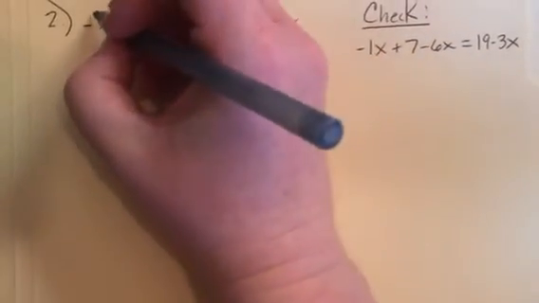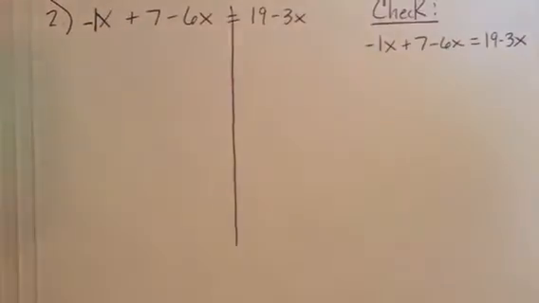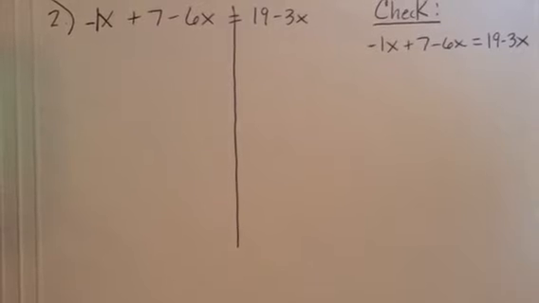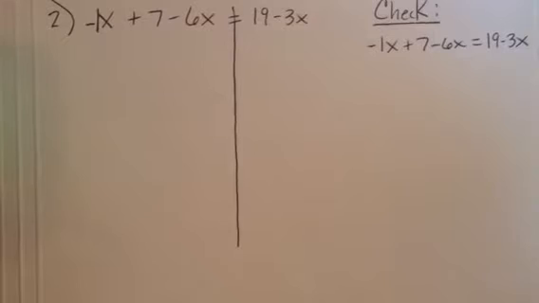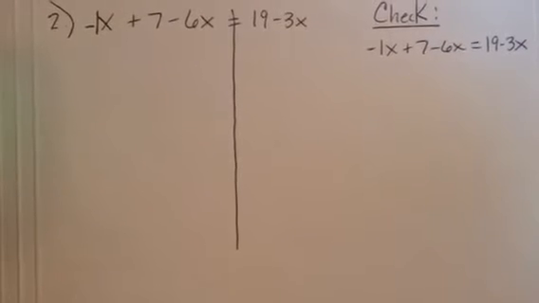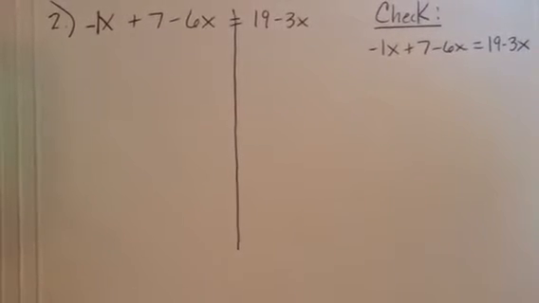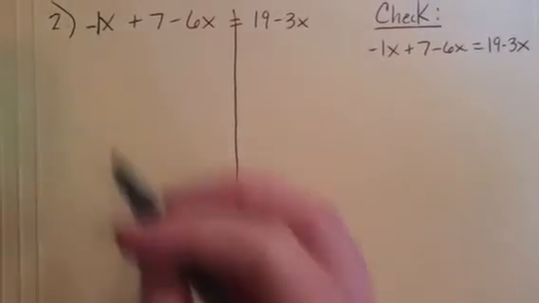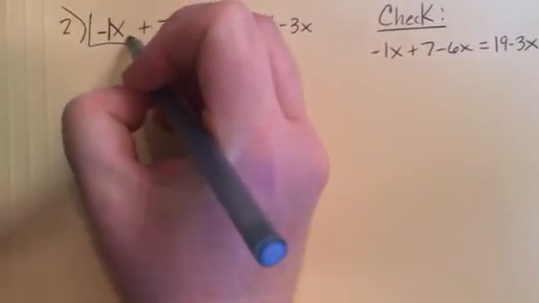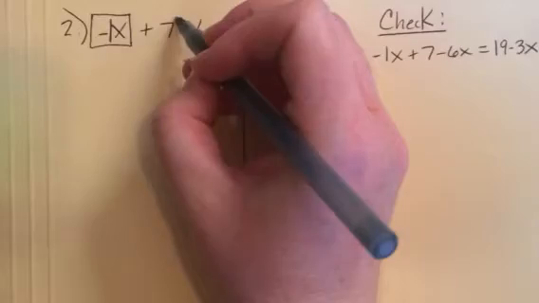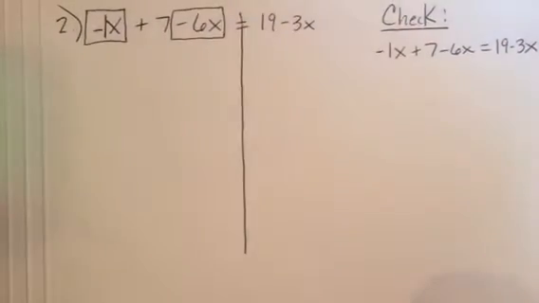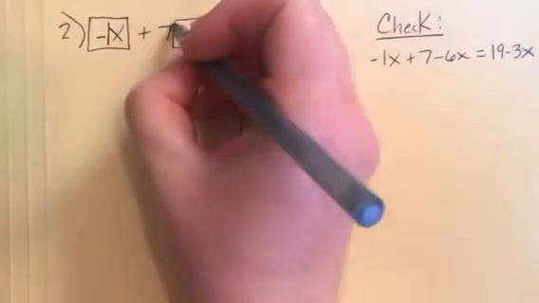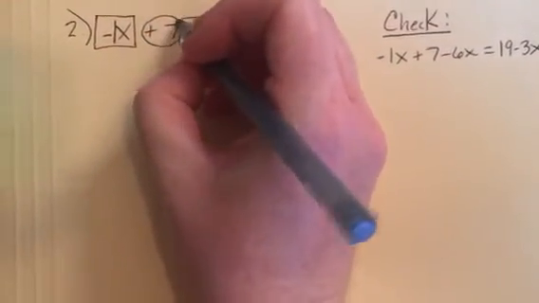First of all, I also normally put in a -1 anytime I have a negative x. I also did that in my check too. It just makes things easier sometimes and helps you remember that that's really -1x, so you can combine it correctly with a different x term. So I'm going to box in my -1x and box in my -6x. The sign is always to the left of the term. This is going to therefore be a +7.